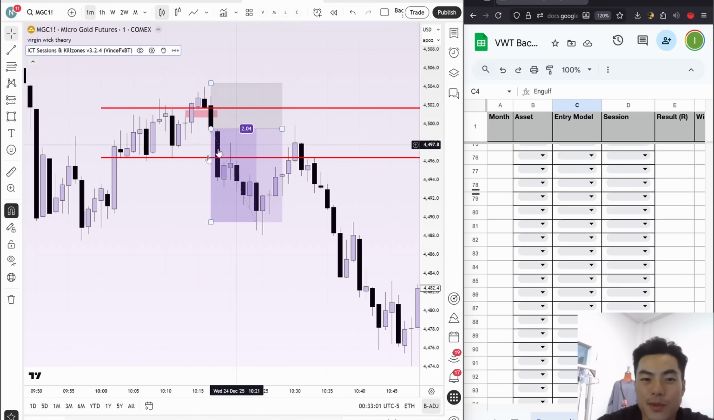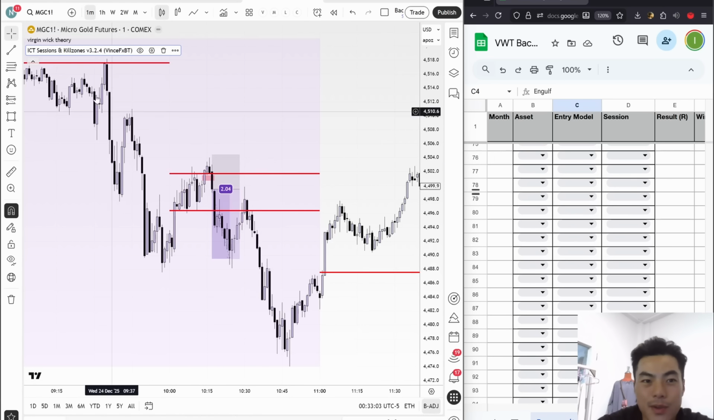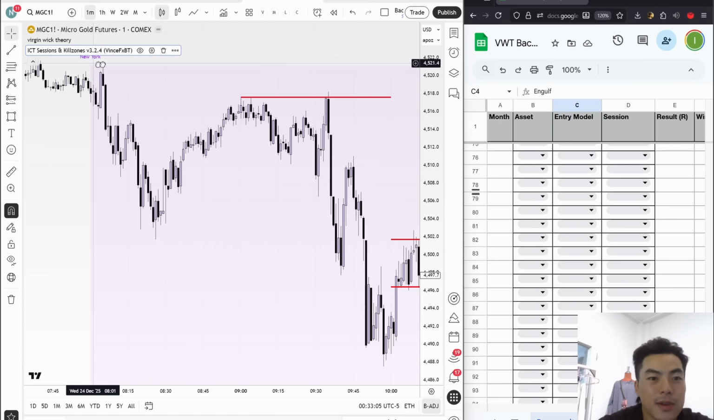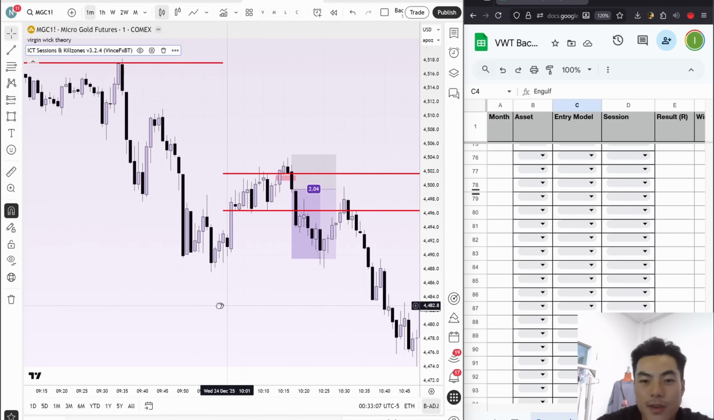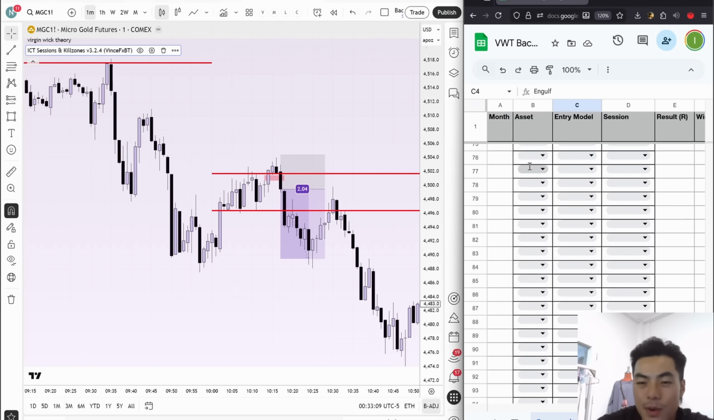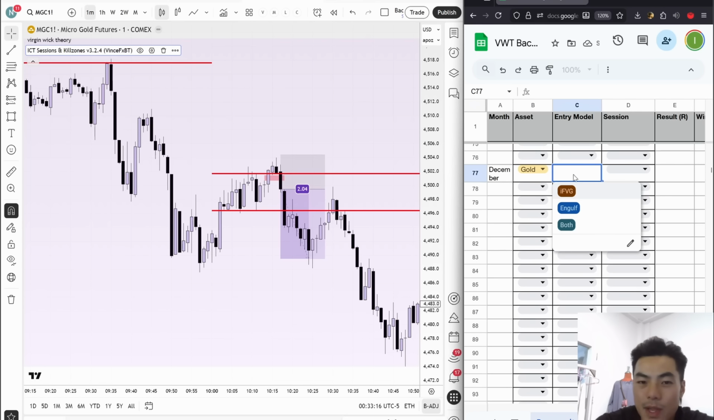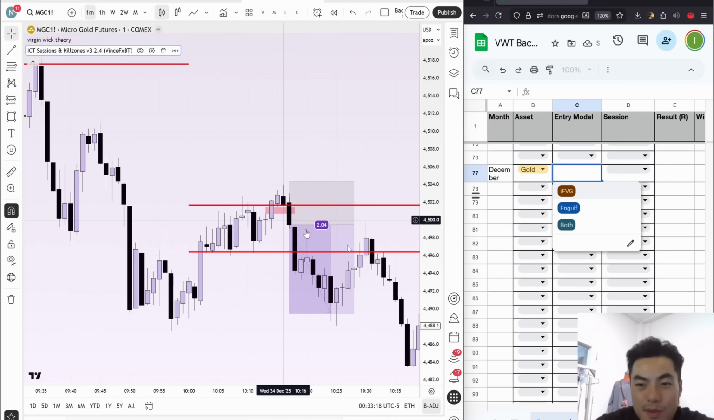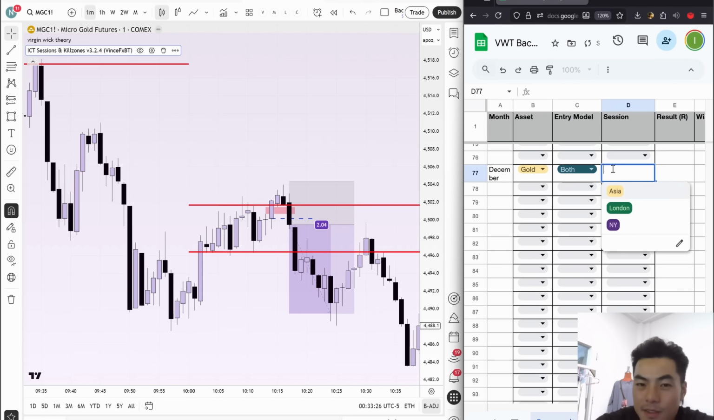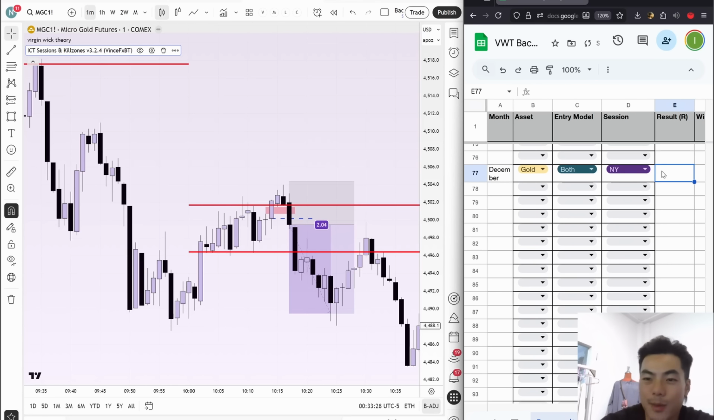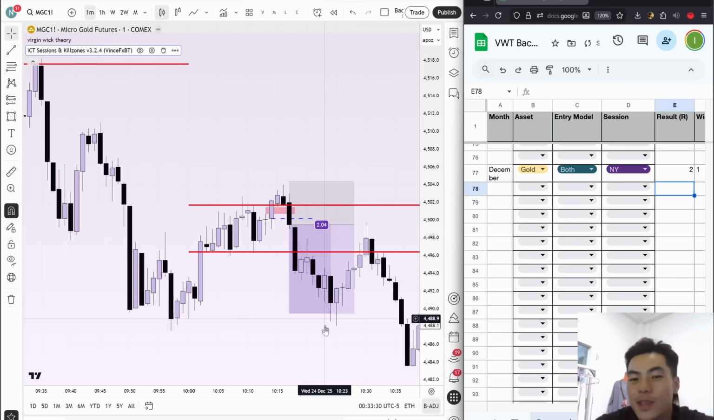And then let's say this one, for example. So this is during New York. All right, New York. And this is gold. So I would go gold, December. Entry model is inverse fair value gap and engulfing, because we engulfed this candle here. That took us above the POI. And then session would be New York, and that would be a +2R. So that's the process I'm doing.